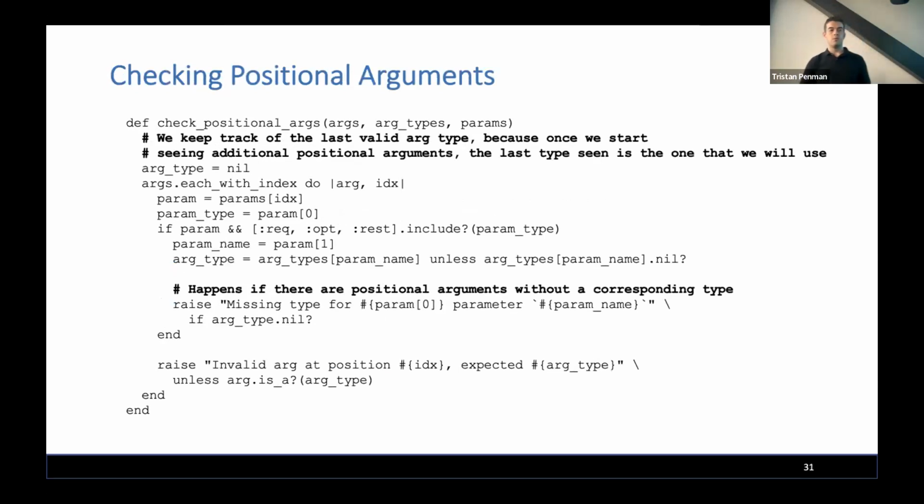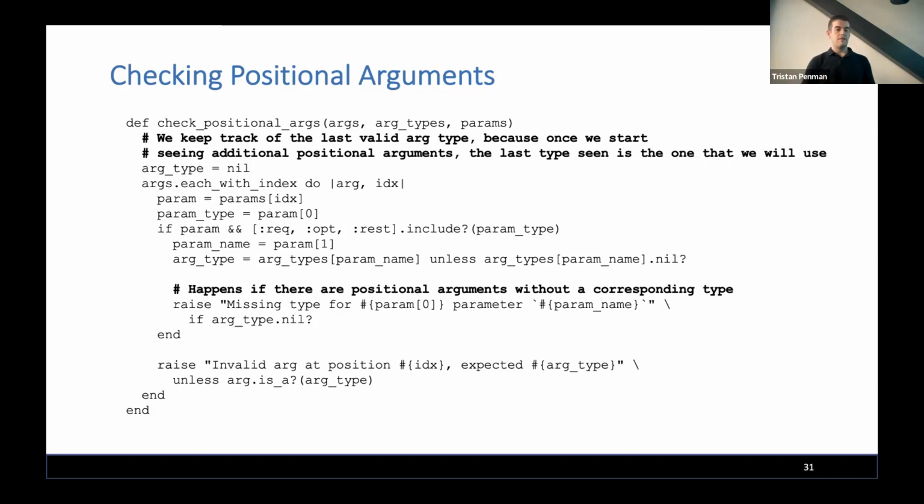So what is this mess? This is what we have to do to check positional arguments. Basically, we pass in the list of arguments that we've been given and the types that we expect from them. And then also everything that we know about the parameters for the method. And we have to tie all this together in some way that makes sense. Now, the way we do this is a little tricky.